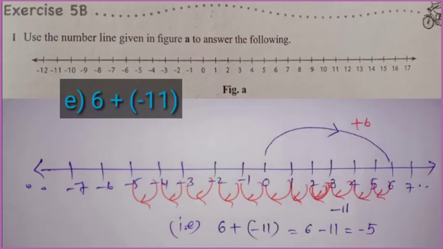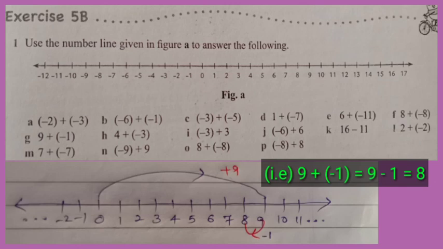(e) represents 6 plus minus 11. Use the number line. If we want to add minus 11 to 6, we start from 0, move 6 units to the right to get 6. Then we move 11 units to the left starting from 6 to add minus 11 and reach the final position denoted by minus 5. Thus 6 minus 11 equals minus 5.